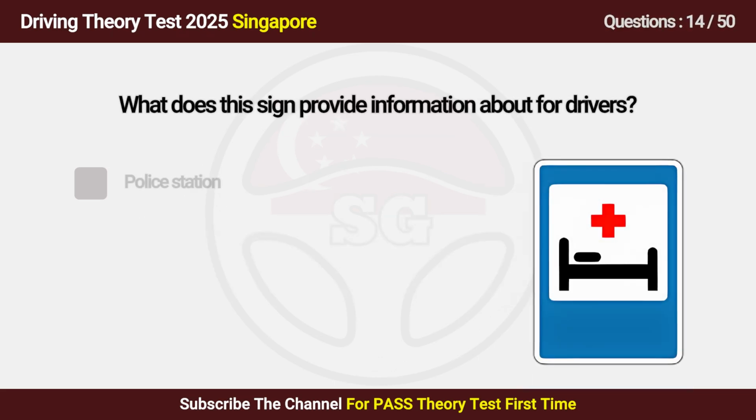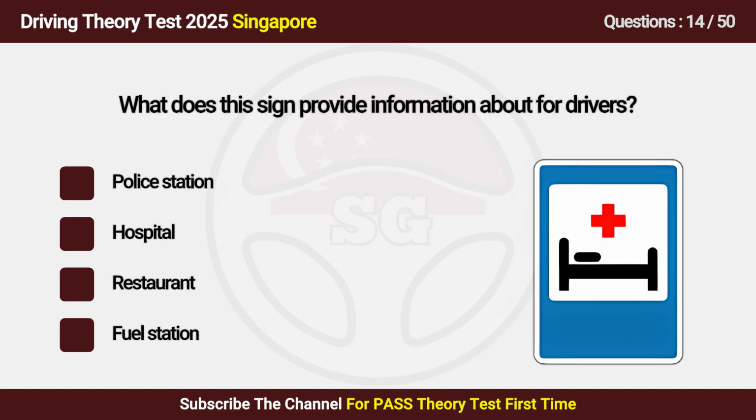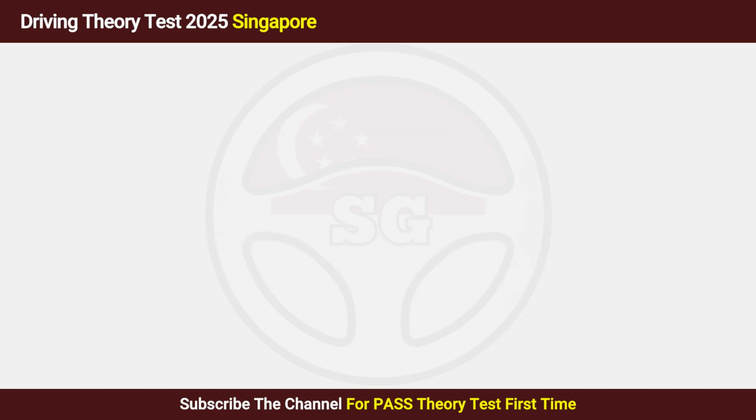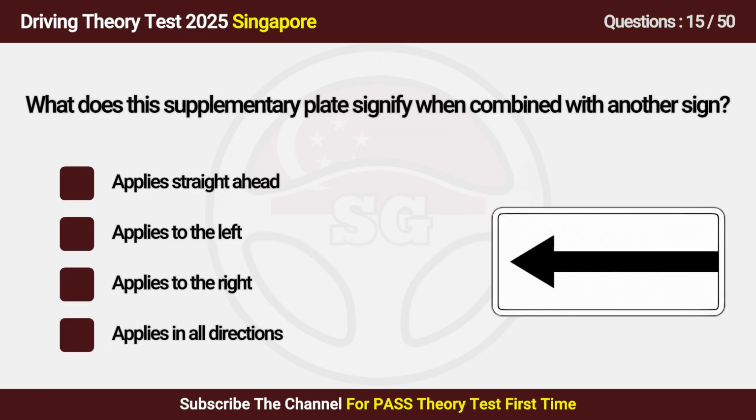Question 14. What does this sign provide information about for drivers? A. Police station. B. Hospital. C. Restaurant. D. Fuel station. Answers is B. Hospital. This service sign indicates the presence of a hospital nearby, which is useful in medical emergencies.